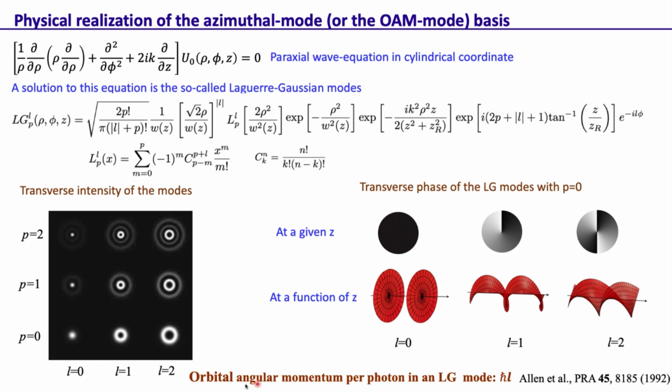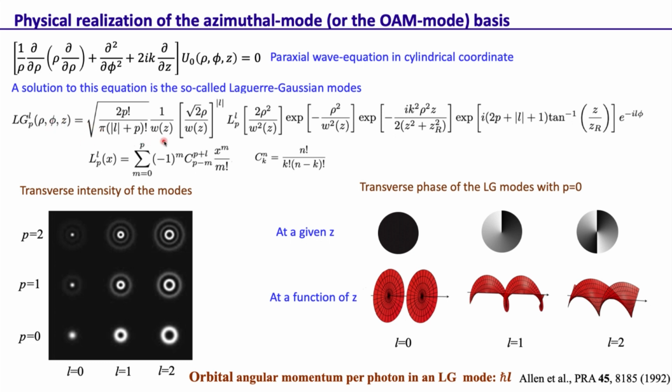And then in 1992, it was shown in this paper that the orbital angular momentum of a photon in this mode is actually h bar l. So this was a very important result, and it has a lot of implications in quantum information using orbital angular momentum modes. What this result essentially says is that these are the solutions to the paraxial wave equation, and if we have a photon, well, we haven't gone into the quantum description yet, but I'm just pointing it out here.